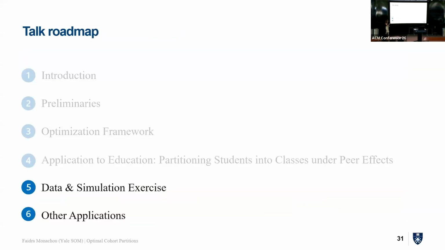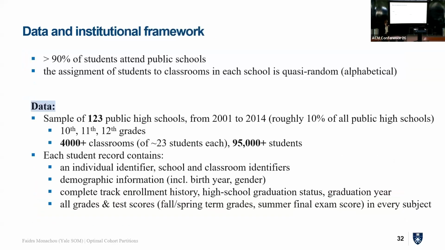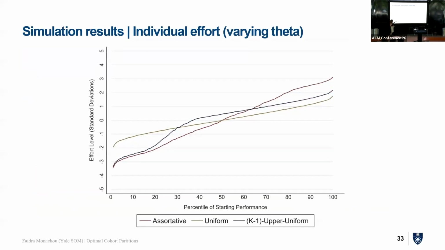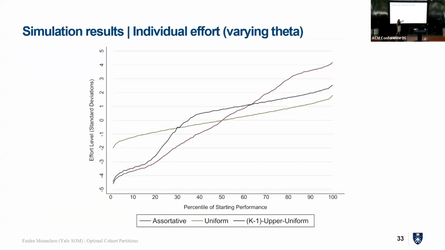To see that, since I don't have a lot of time, I won't go over the data in detail. We have data from about 10% of public high schools. We run some simulations with this data, and here's how the inequality shows up. We have sorted students by starting performance, and we look at the effort level for different partitions by varying the peer effects. You see that depending on the partition, the highest performing students might have very different gains from the lower performing students, even if they're in the same class.